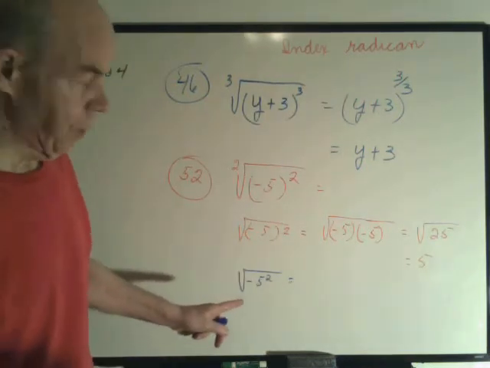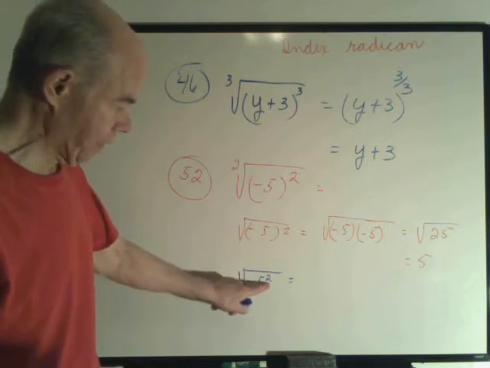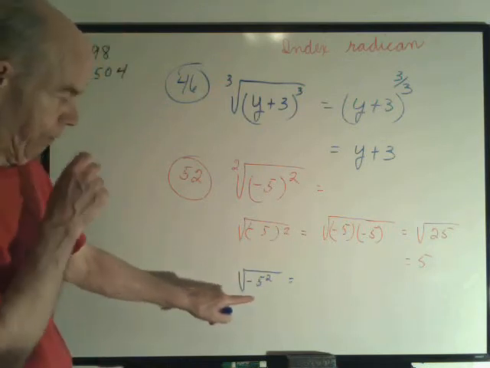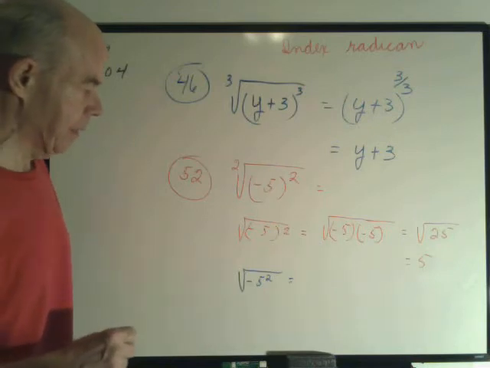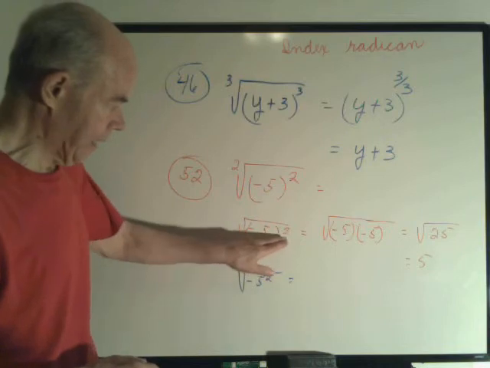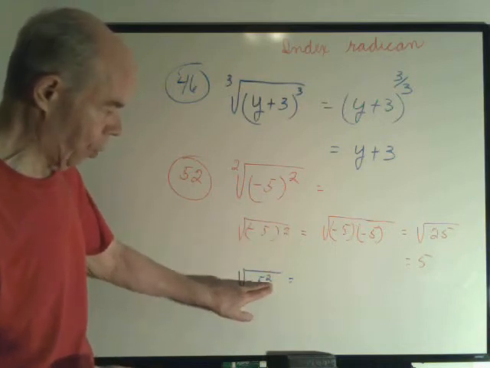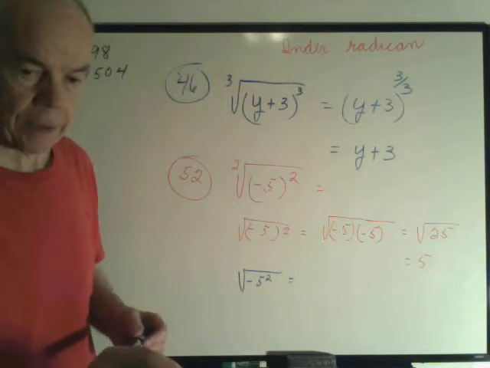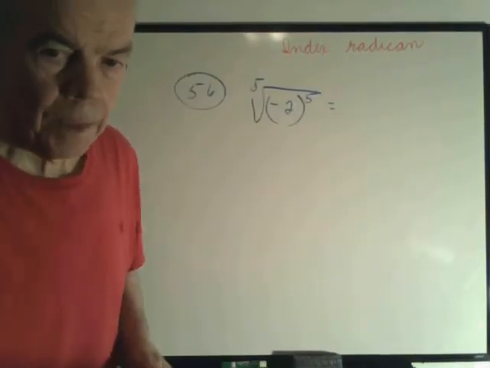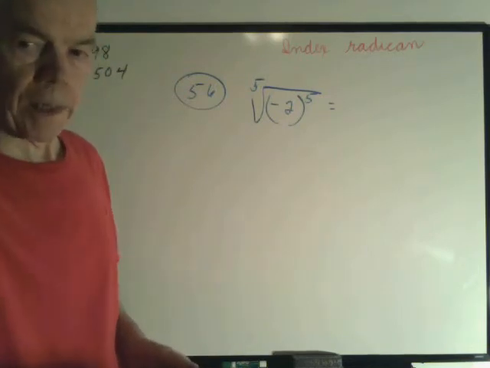If this problem was negative 5 squared, where the exponent applies only to the 5, not to the negative sign, then I can't do it, right? The exponent here applies to the negative 5. The exponent here applies only to the 5, not to the negative sign. Try problem number 56. Pause the video, give it a try, see how you do with it.